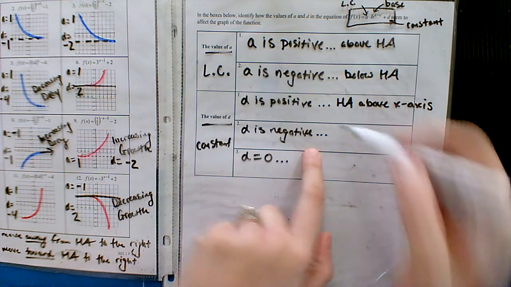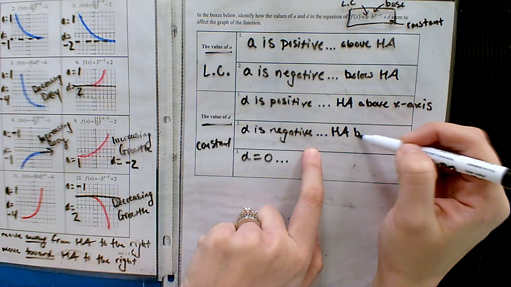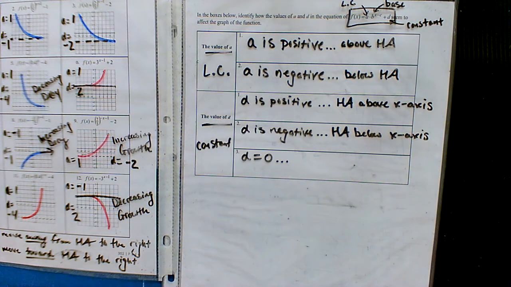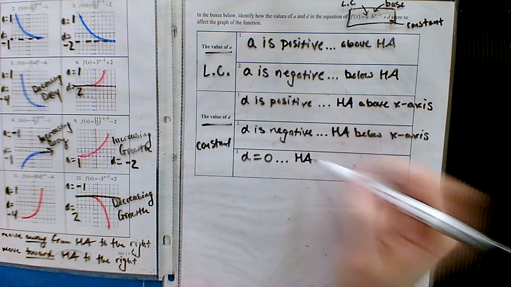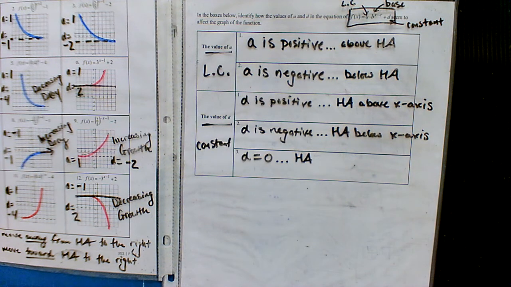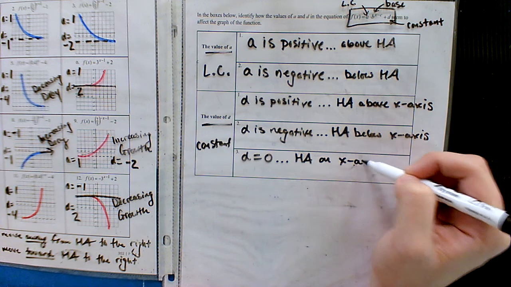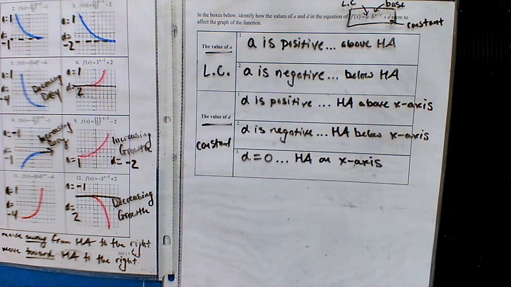Similarly, if D is negative, our horizontal asymptote is below the x-axis. What if we don't have a constant? What if our D is 0? Where's the horizontal asymptote? On the x-axis. Good.